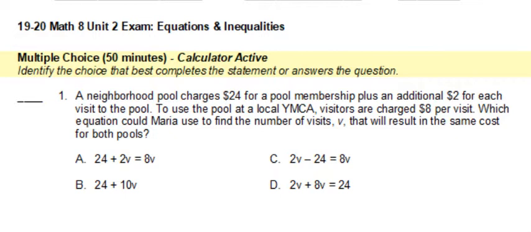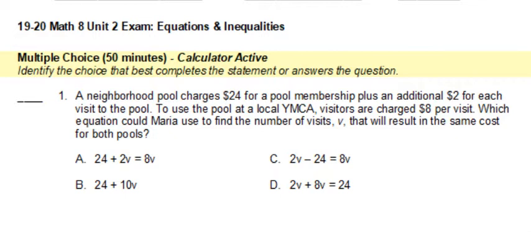Number 1. A neighborhood pool charges $24 for a pool membership plus an additional $2 for each visit to the pool. To use the pool at a local YMCA, visitors are charged $8 per visit. Which equation could Maria use to find the number of visits, V, that will result in the same cost for both pools?